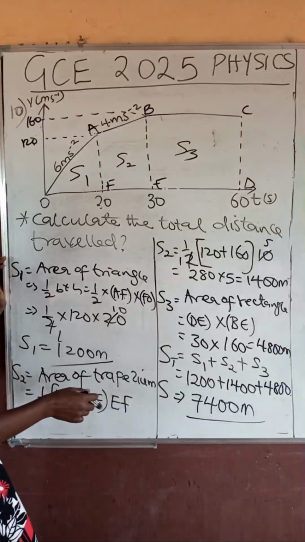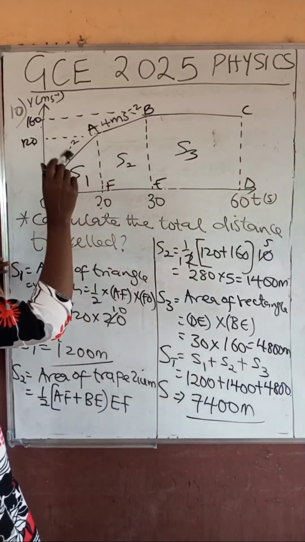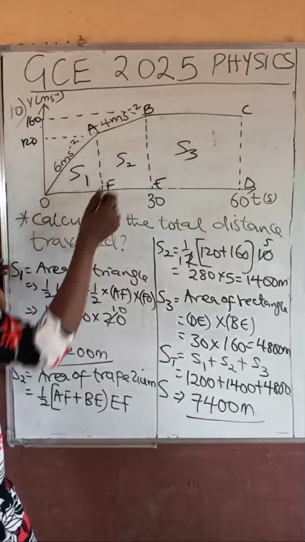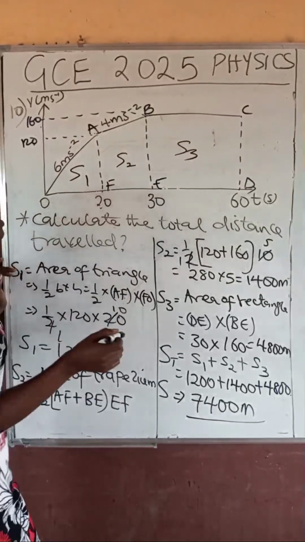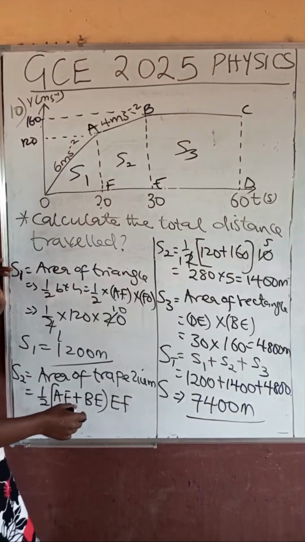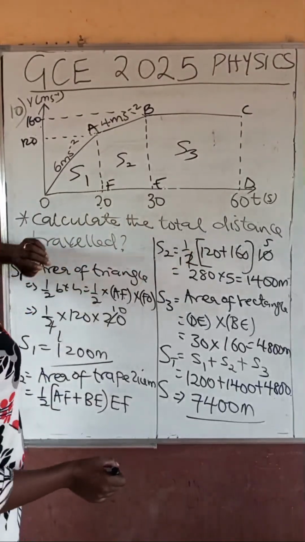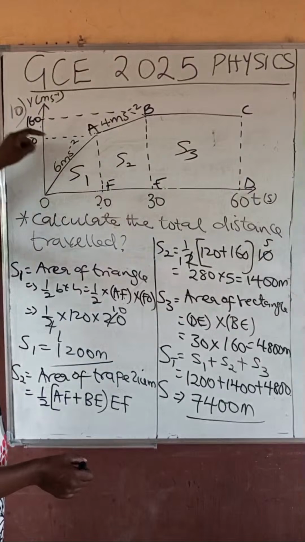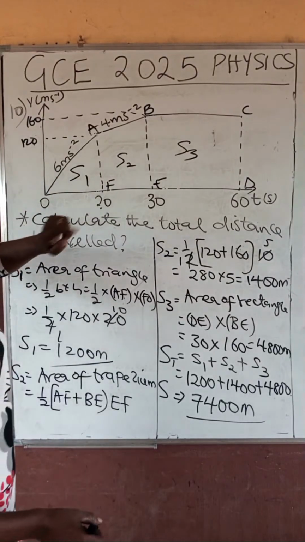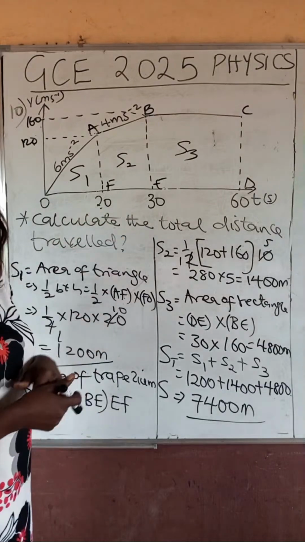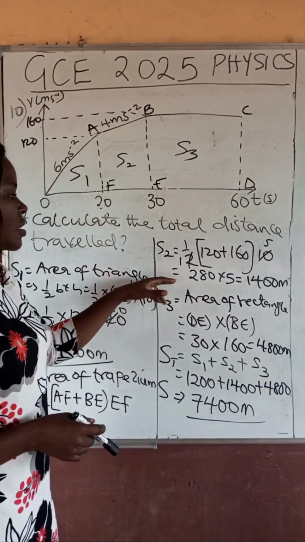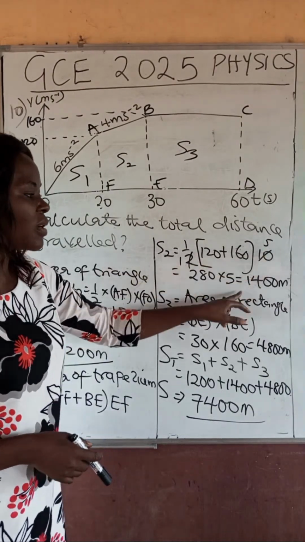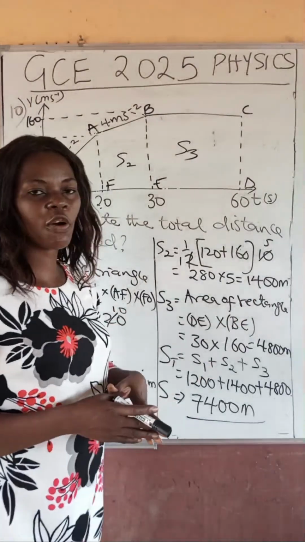Then S2 is the area of a trapezium. Look at it. This is half AF plus BE, then multiply by EF. And that is what I just did. So this is half bracket, my AF is 120 minus 0 plus my BE, 160 minus 0. Then my EF is the difference between this and this, which is 10. Now I say this is half multiplied by 280, when I add this, multiplied by 5. My answer becomes 1,400 meters.